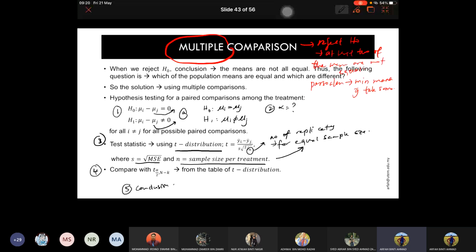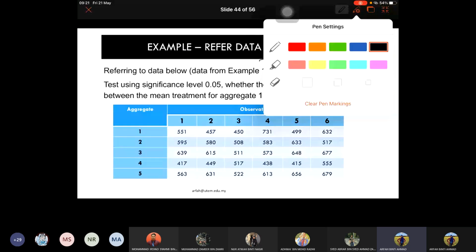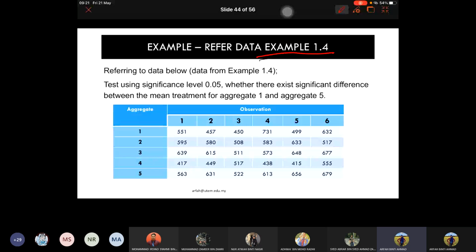Okay. So let us look at an example. It says, based on example 1.4, the data that we already did the other day. Okay, we made this one in the previous class. Referring to the data below, from example 1.4, test using significance level 0.05 whether there exists a significant difference between the treatment means for aggregate 1 and aggregate 5. So you want to compare this and this. So we want to know whether H null mu1 equals mu5 versus H1 mu1 does not equal mu5. Okay. This is the test we want to do.